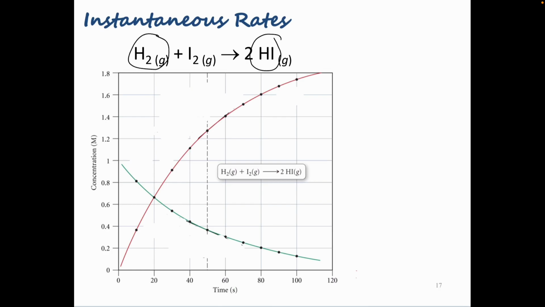Raise your hand if you think it's hydrogen. And what about HI? Excellent, right? Because our product will increase in concentration over time, so the red curve is increasing over time. And our green curve is decreasing over time because reactants are consumed. That was terrible, but yes.